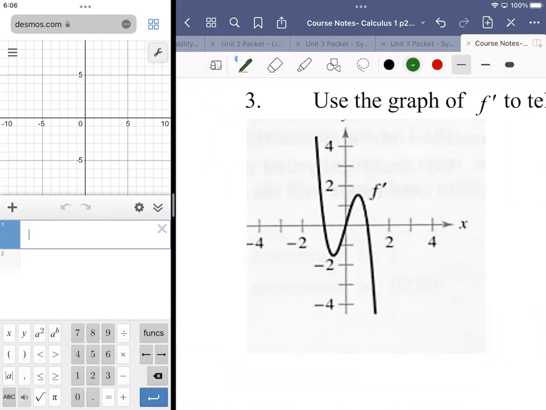So anything that's above the x-axis here is going to be where f prime is positive. Anywhere below the x-axis is going to be where f prime is negative.